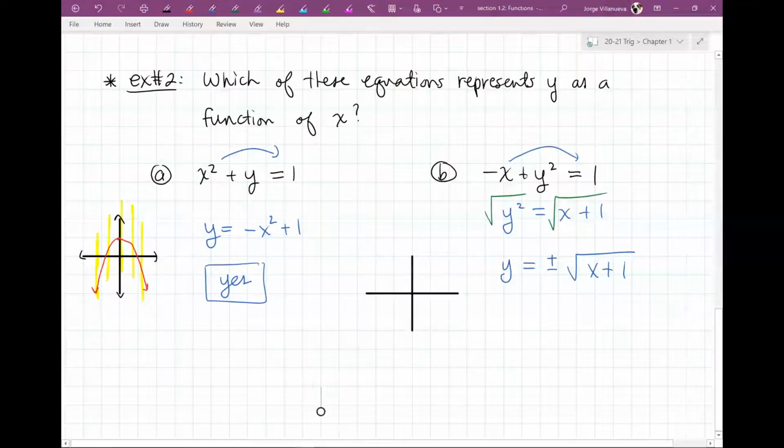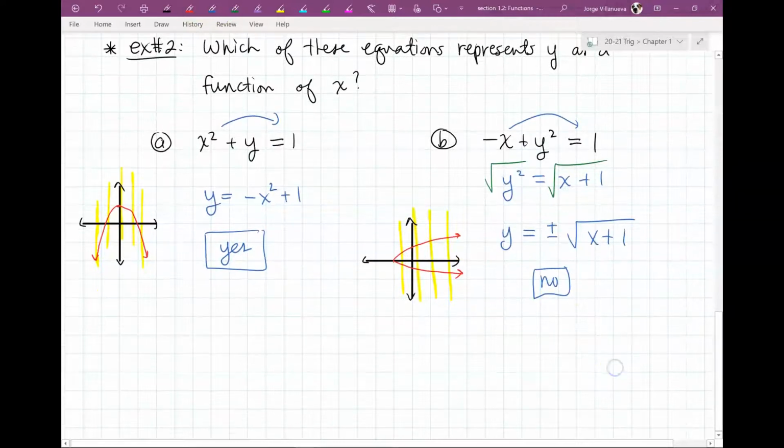All right. So the graph of this looks a little bit more like this. Actually, I underdrew that bottom line, but that's the idea. Okay. So notice if I do vertical line tests, it touches twice, touches twice, touches twice, touches twice, right? This fails. So this would be a no. Okay. So that doesn't work.